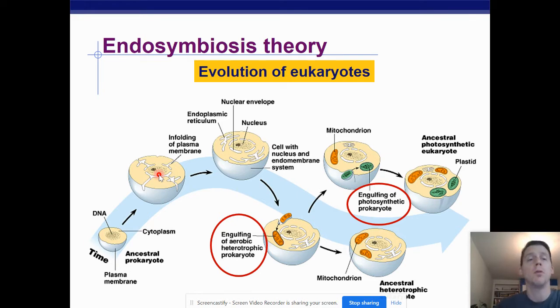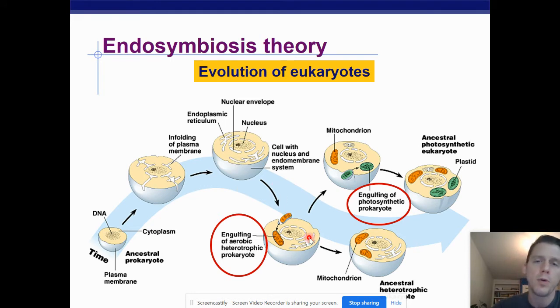Now, why would this have been helpful? Can we think of any reasons why that barrier might be helpful? Well, it could be due to protection, right? The infolding could have helped protect the nuclear material from damage. Over time, the infolding could have grown more complex and formed structures that we now call the endoplasmic reticulum and the Golgi apparatus. So this infolding happened, and basically now we have an early eukaryote. So now we have these early eukaryotes. They have some advantages. That folding allows for protection of the nucleus.